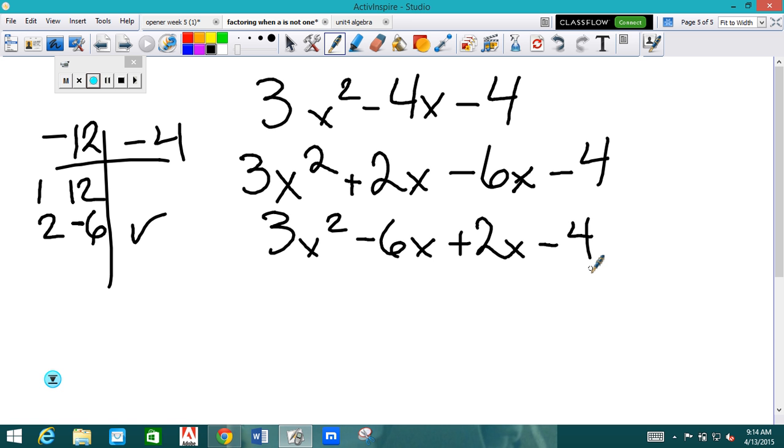Okay, so now, what can we pull out of the first two things? Not x squared. A 3 and an x. So a 3x. So 3x times what goes inside? x minus 2. Because my 6 was negative.